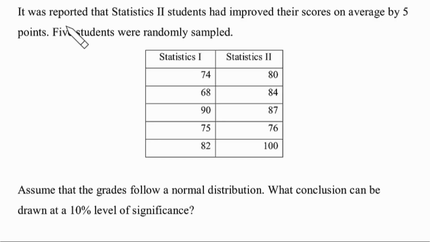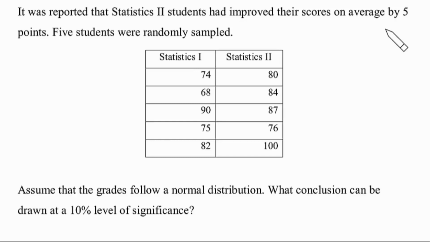It was reported that Statistics 2 students had improved their scores on average by 5 points. 5 students were randomly sampled. Then they show us, for these 5 students, their score for Statistics 1 and their score for Statistics 2.